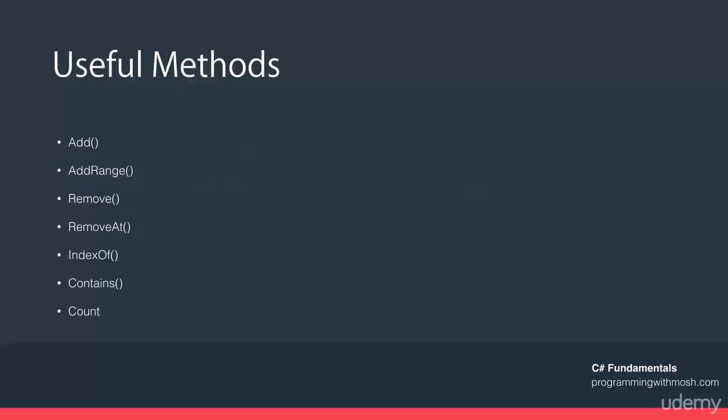And here are some useful methods that are available in the list class. Add, to add an object to the list. AddRange, to add a list of objects. That can be another list or an array. Remove, to remove one object from the list. RemoveAt, which removes the object at the given index. IndexOf, which returns the index of the given object. Contains, which tells us if the list contains the given object or not. And Count, which returns the number of objects in the list. Let's flip over to Visual Studio and see all these methods in action.